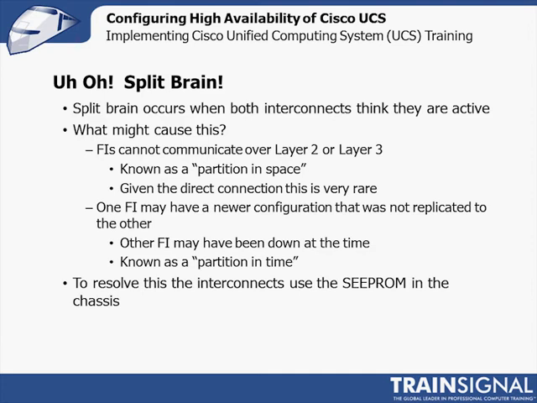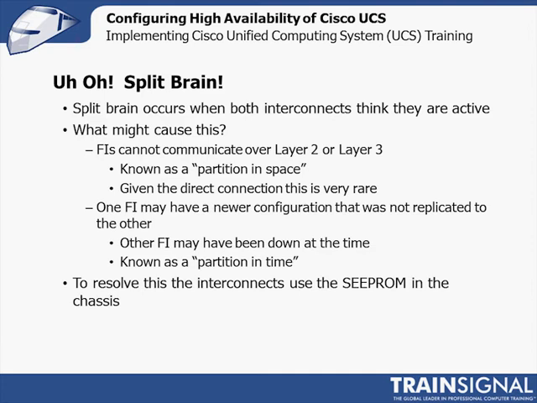And usually this is administratively done. Someone unplugged things they shouldn't have. But if that happens, this is known as a partition in space, meaning they literally can't make the jump across the air to talk to each other. The fix for this is really easy. Plug your cables back in. But just confirm why you had this sort of a failure.